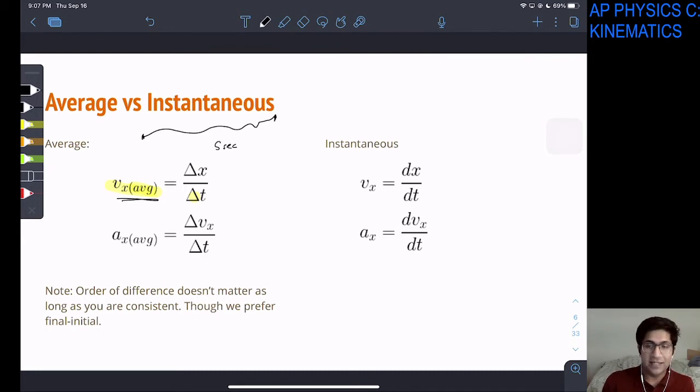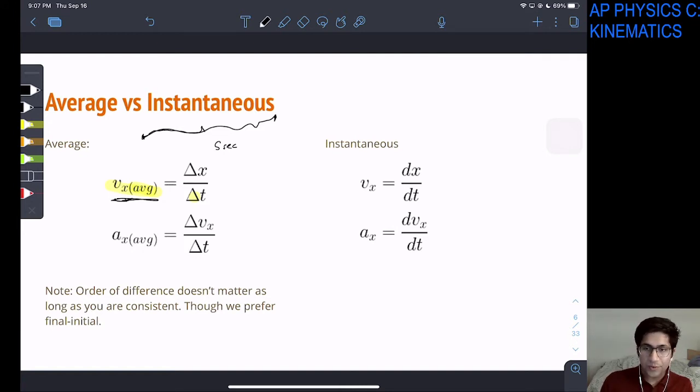And note that this doesn't say anything about the rate that you walked. So maybe you could have ran the first half, then you could have tiptoed and walked very slowly on the second half. But this is just the average, overall, how fast did you go. And same thing with acceleration, but now we have change in velocity divided by the change in time.